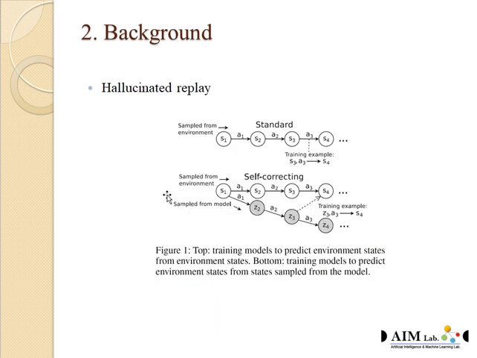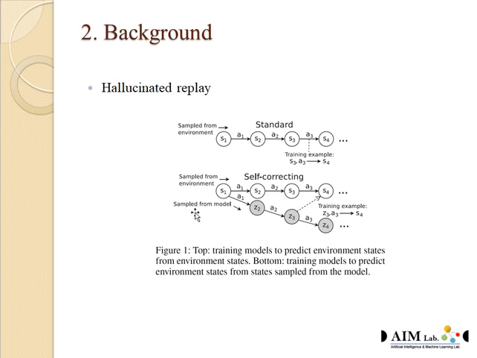Hallucinated replay. It is the H of H-DAgger-MC. When the RL agent samples from the environment, S1 and A1 and S2 and A2, S3 and so on, the training example for S4 is given by S3 and A3.